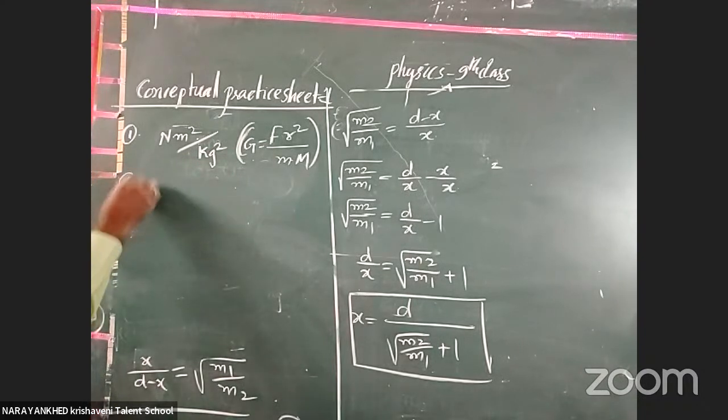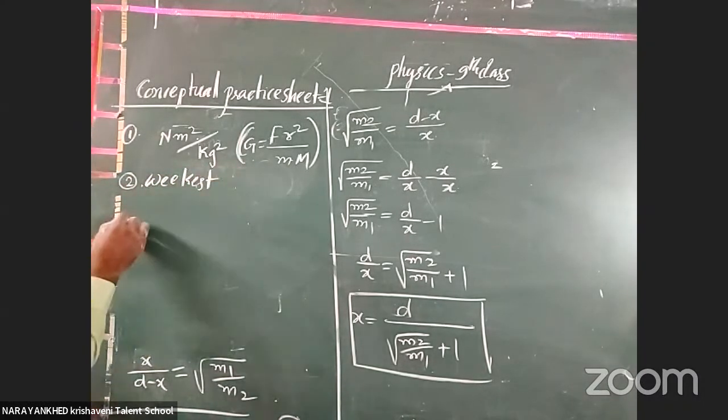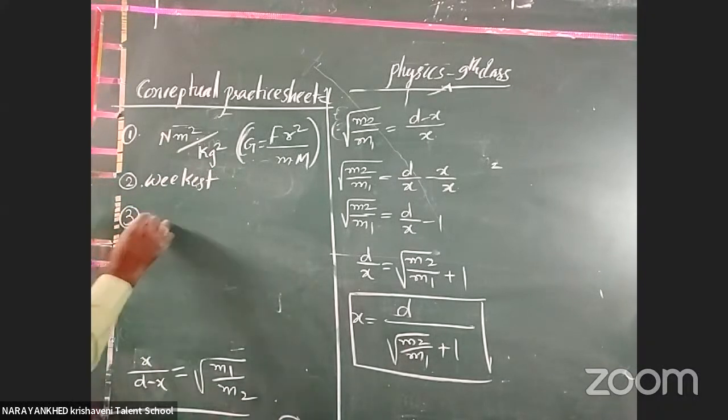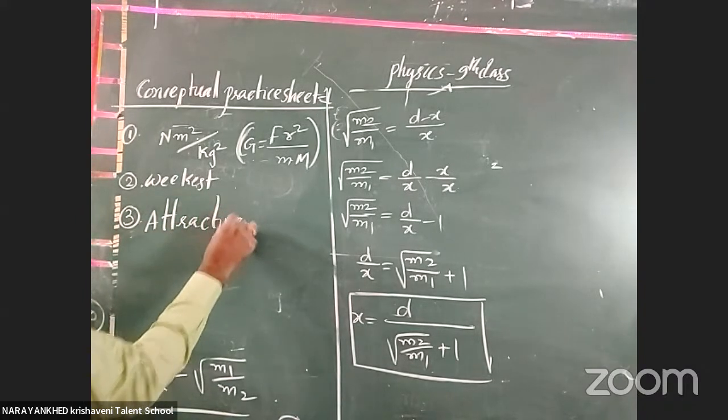From that you get Newton meter square by kg square. Second answer: gravitational force is the weakest force among all the forces. We have already discussed it; it is one of its properties. Third one: gravitational force always attracts two bodies. It is an attractive force.